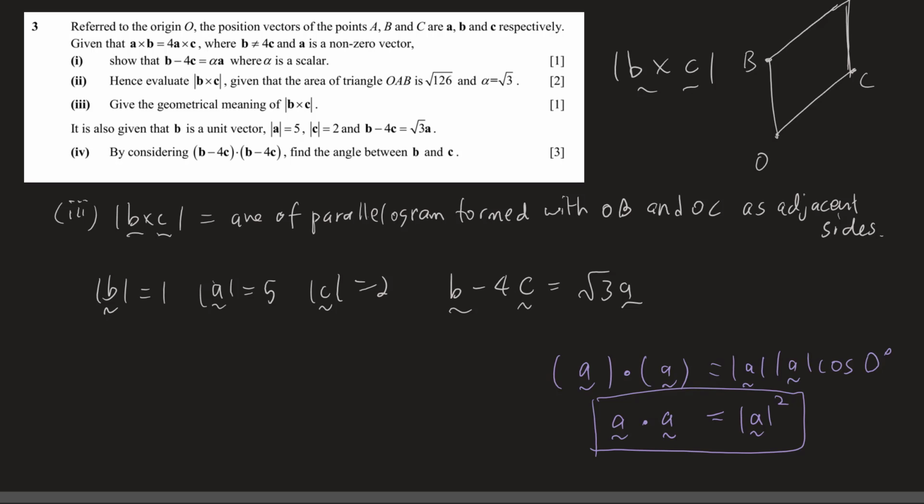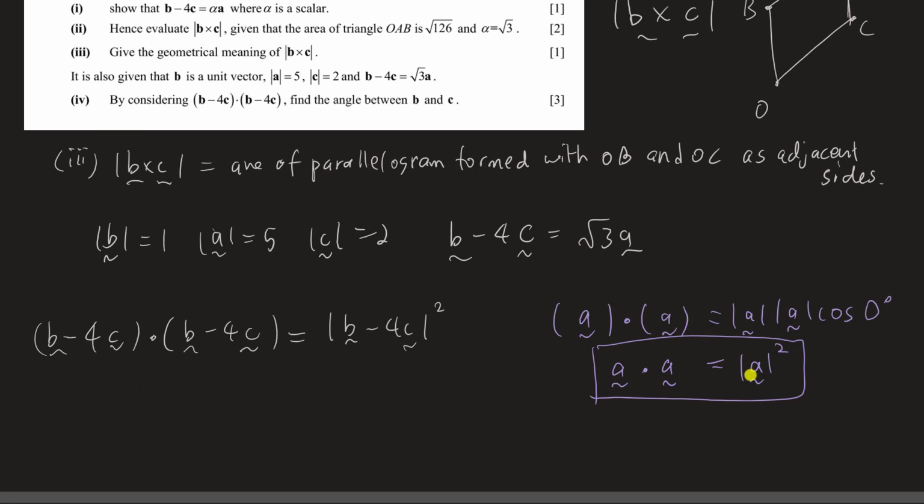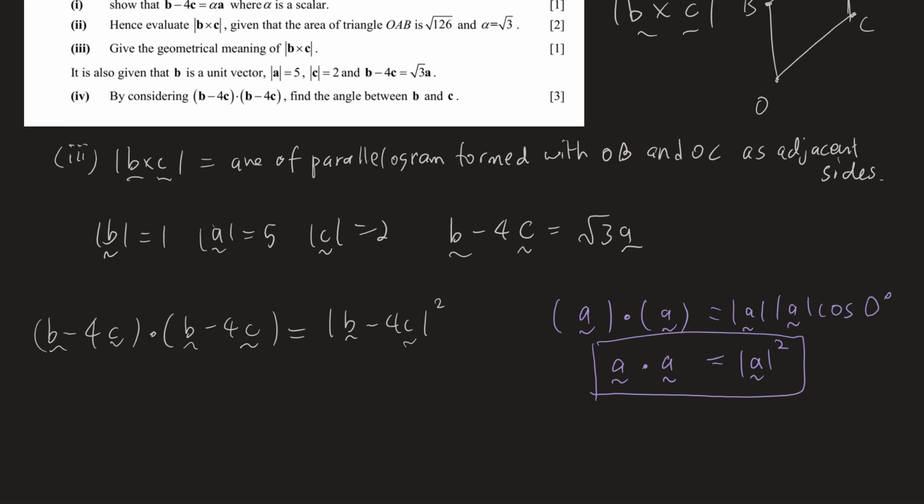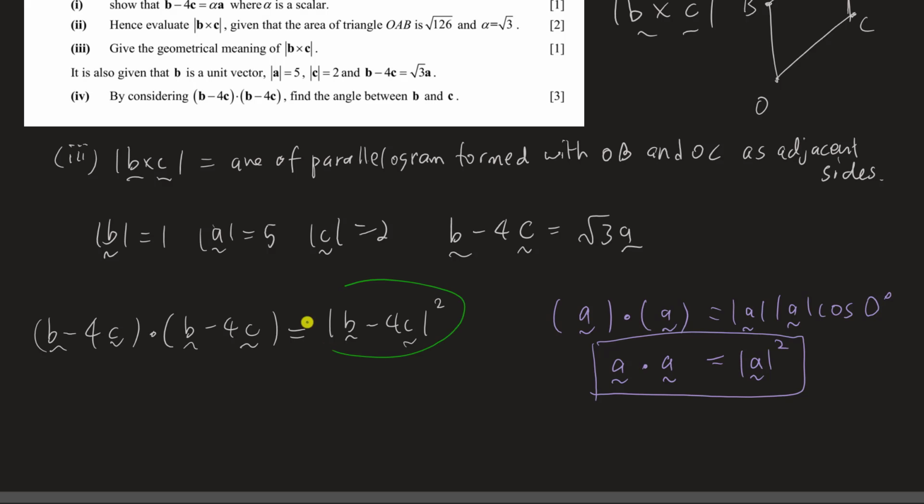Why I'm using this is because you notice that this is B minus 4C, this is also B minus 4C. So B minus 4C dotted with itself must equal mod B minus 4C whole thing squared. So what's so special about this is because we can actually find out what this value is.